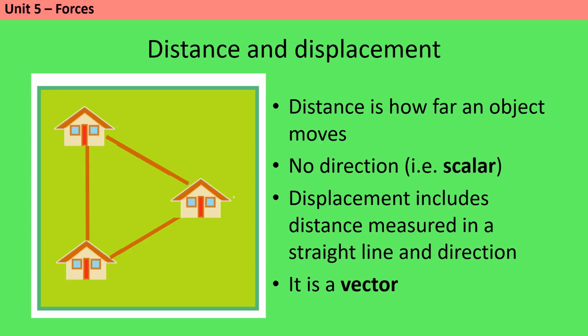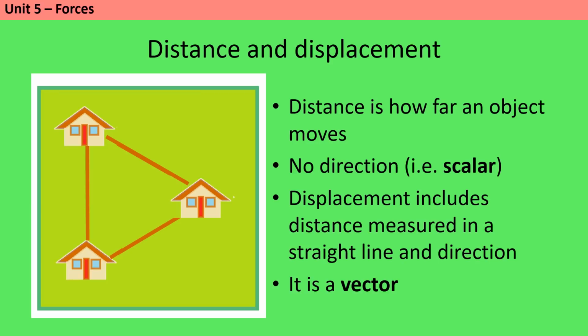Distance is a scalar quantity, so it doesn't have a direction. So you could think of this as you leave your house and how many steps do you take. Displacement is about how far away did you actually get. So you could think of it as how far did you go as the crow flies, or how long would it take you to get home.